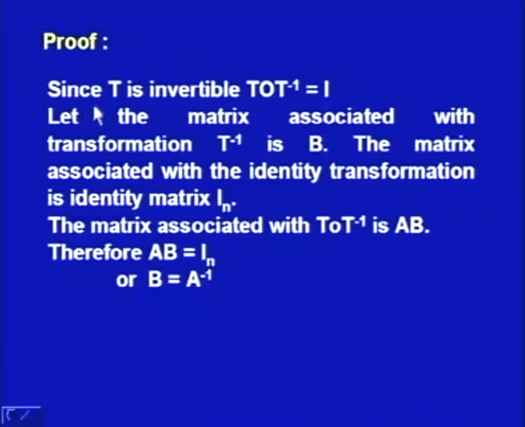To prove this, we consider that T is invertible, and since it is invertible, we can say T composite T inverse is equal to I. So, there exists T inverse for the given transformation T such that T composite T inverse is equal to I. Let the matrix associated with the transformation T inverse be B. The matrix associated with the identity transformation, we know, is an identity matrix. So, the matrix associated with T composite T inverse is AB. Therefore, AB is the identity matrix, and from here we conclude that B is equal to A inverse.